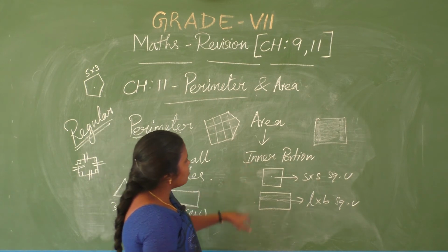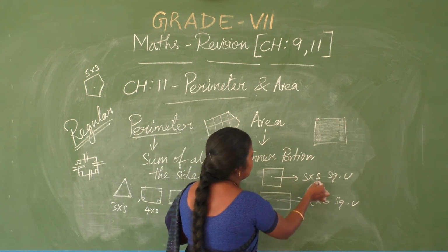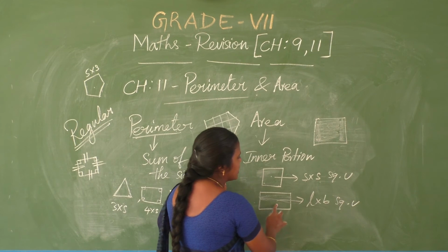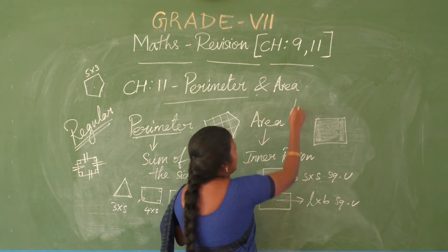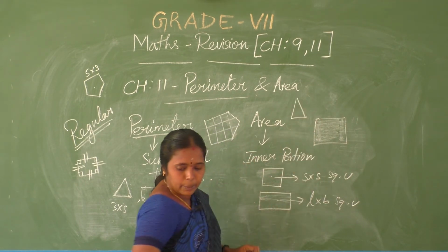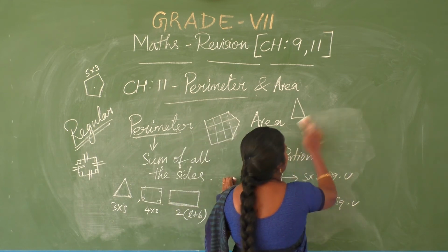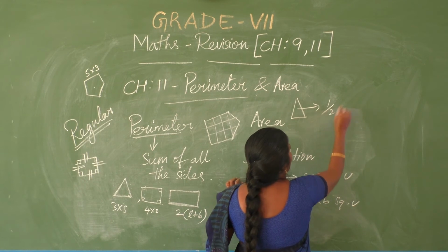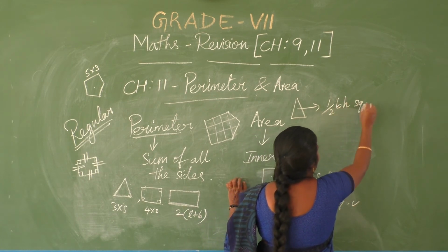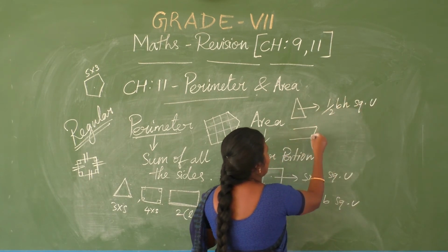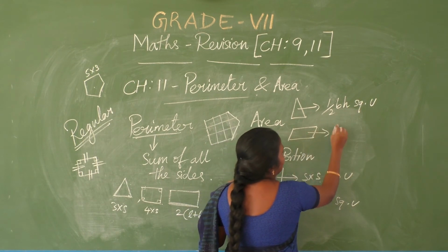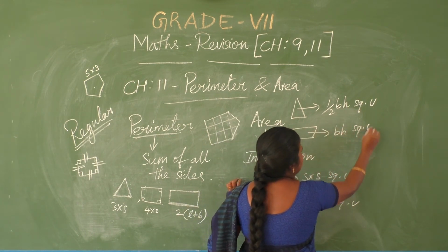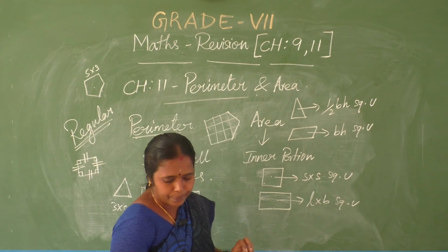Formula based: for a square, what is the formula? Side into side. Rectangle means L into B. Triangle, what is the formula? Half into base into height square units. Parallelogram, what is the area? Base into height square unit. This and all, okay.